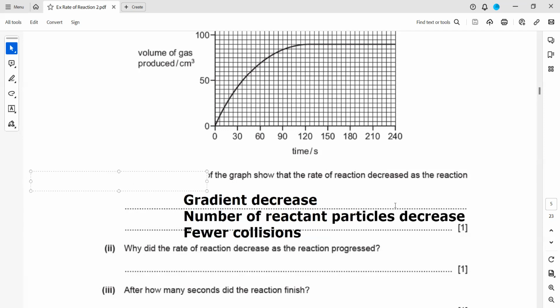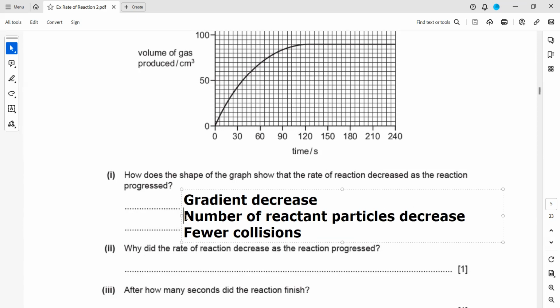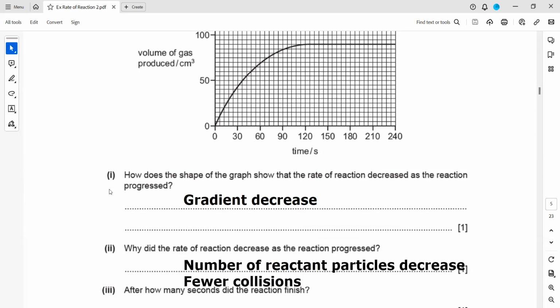Why did the rate decrease as the reaction progressed? So this is the answer, like the first part. What actually happened is the number of reactant particles, or the limiting factor, is decreasing. That's why the rate of the reaction will decrease. In the beginning you will have more particles, more collisions, but as the reaction progresses, the limiting factor particles are decreasing more. As a result, the reaction will be slower.